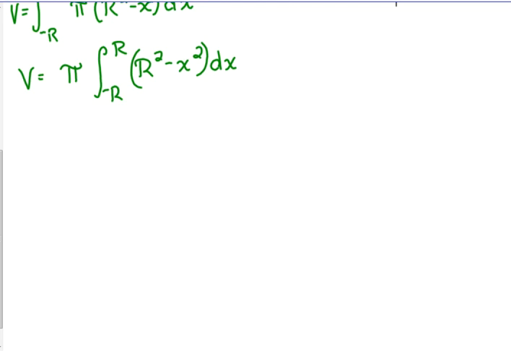Okay, so we're integrating this with respect to x. We leave that pi out there in front, and when we integrate with respect to x, the big R is just like a constant. So it remains as r squared, and we put an x on it. It's the antiderivative of r squared, where r is a constant, which is r squared x.